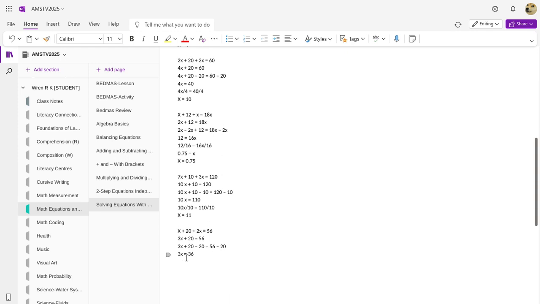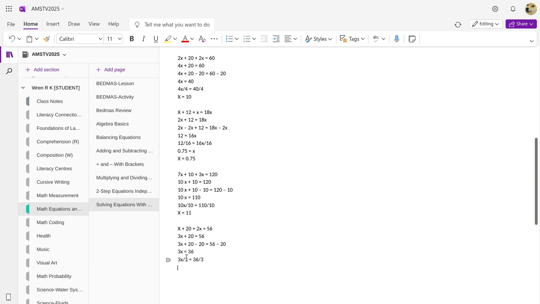What can I cross out? Help. Hey, what can I cross out? Not 3, 20. So you end up with 3x equals 36. Good job. Oh wait, I just did 16. Then get rid of the 3.